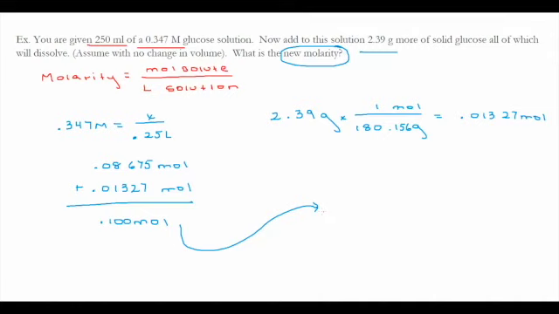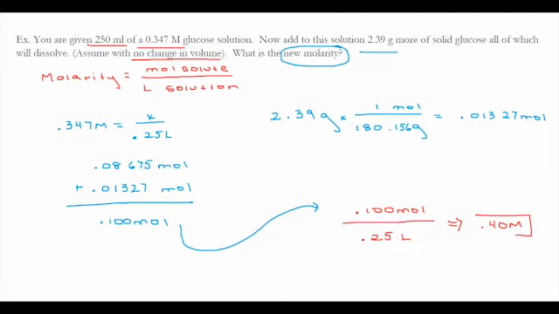I need to take that total number of moles and I need to divide it by the volume. Now notice that this problem notes that you do not change the volume by adding the sugar. So my initial volume stays the same. So I'm going to divide that by 0.25 liters. And so what I get for my new concentration is 0.40 molar.